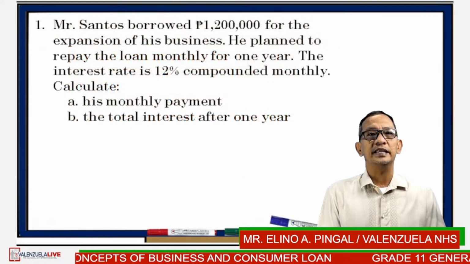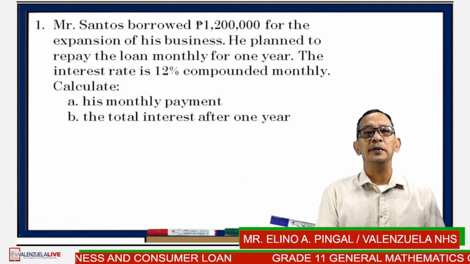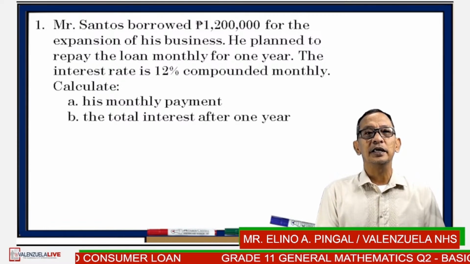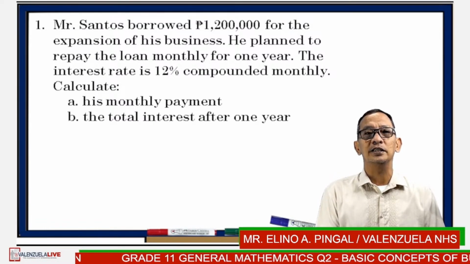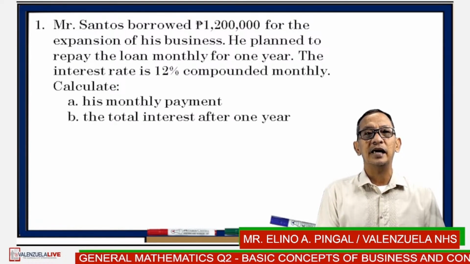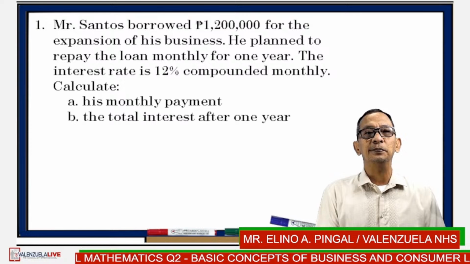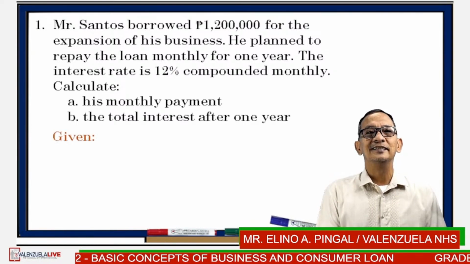To understand this, let's have example number 1. Mr. Santos borrowed 1,200,000 pesos for the expansion of his business. He planned to repay the loan monthly for 1 year. The interest rate is 12% compounded monthly. Calculate letter A, his monthly payment, and B, the total interest after 1 year.